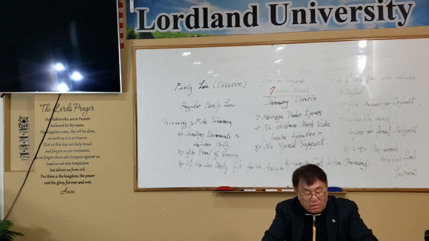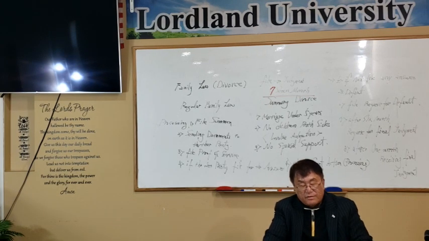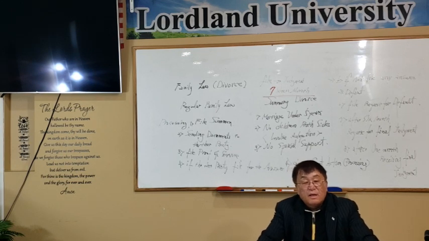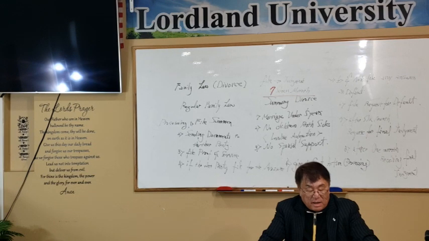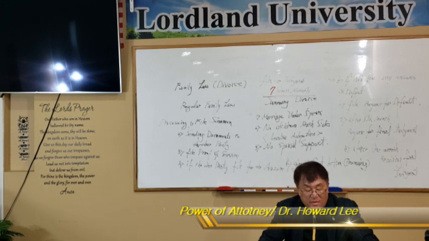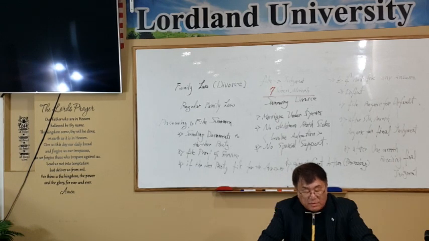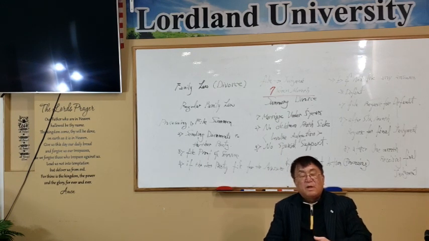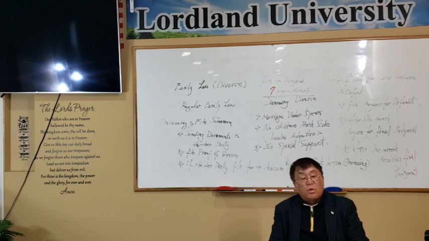One person, one side, files for the family law divorce, the application for divorce, and automatically they can get a restraining order. It's so important. With the restraining order, even if they live in the same house after filing for the divorce, if they find something, one side goes to jail. So important.